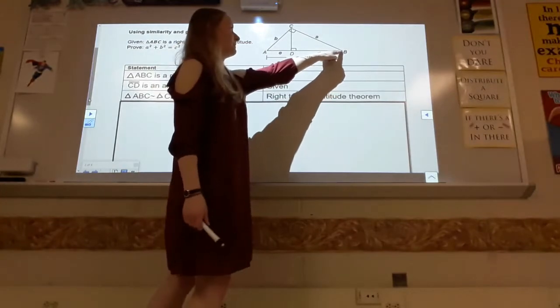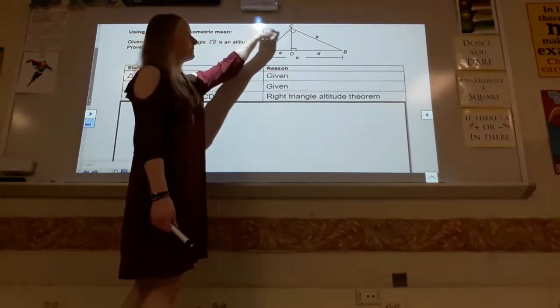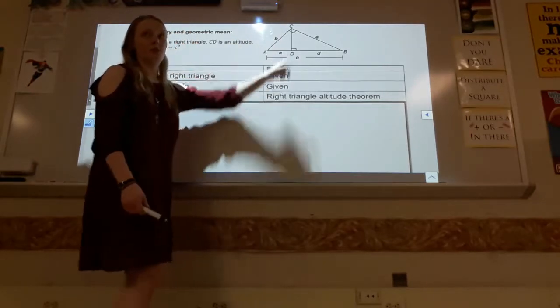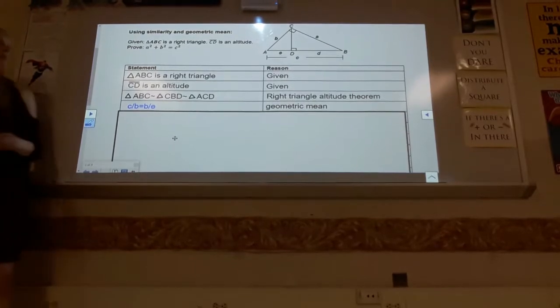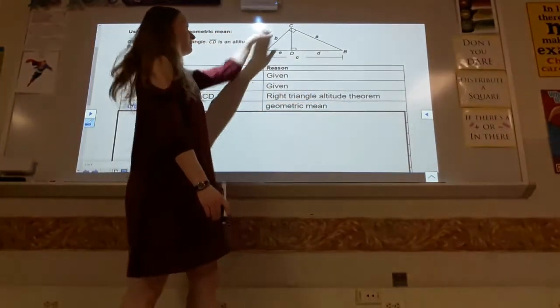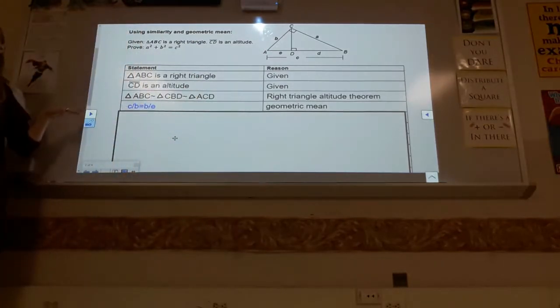It would be what? C equals B over E. So if you use the roller coaster rule, you would get C over B equals B over E. I had to write it with the slashes because I couldn't type it in very well.